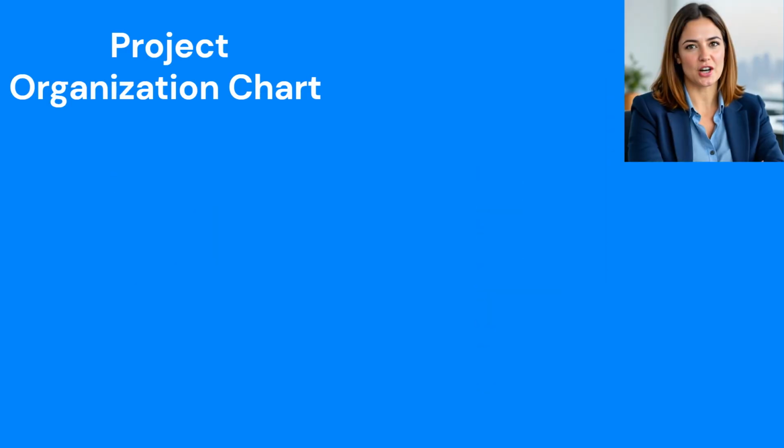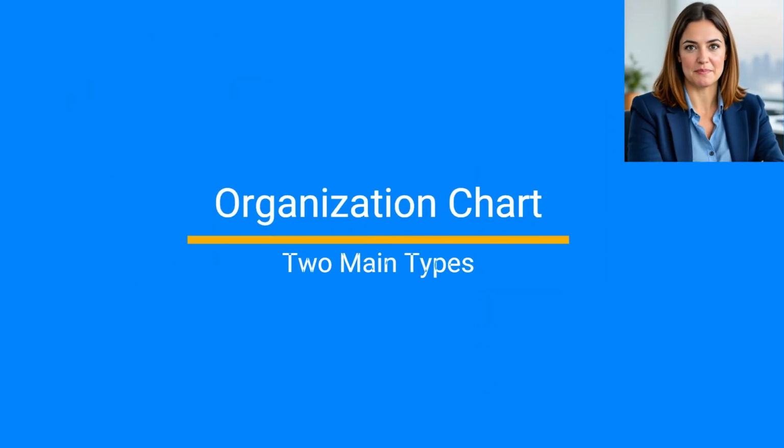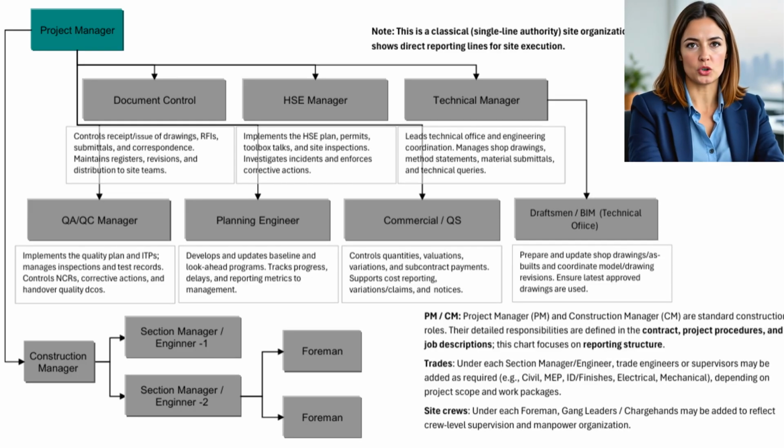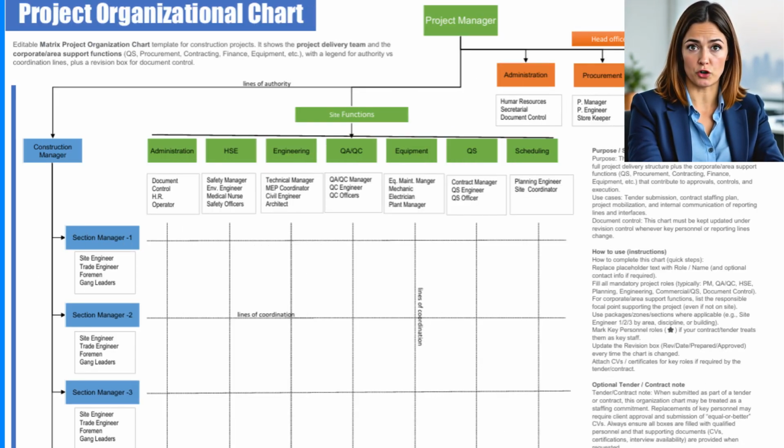An organization chart is simply a map of the project team. It's not a schedule and it's not a procedure, but it supports both. In construction, you'll usually use one of two formats. A classical site org chart is the clean chain of command on site. A matrix project org chart adds corporate or area support functions like commercial, procurement, finance, and equipment.